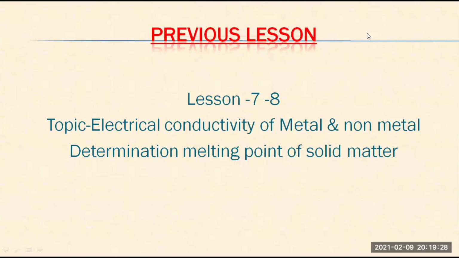If we want to melt wax, it will have a definite melting point. If we want to melt iron, it also has a definite melting point, and aluminum, then copper. So every solid matter has a definite or fixed melting point.